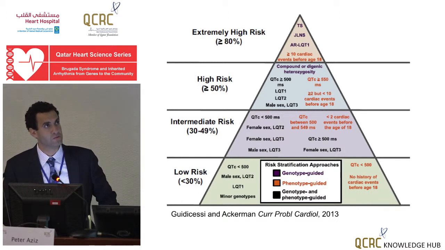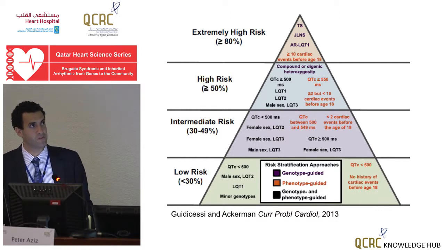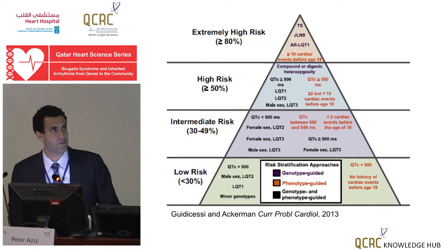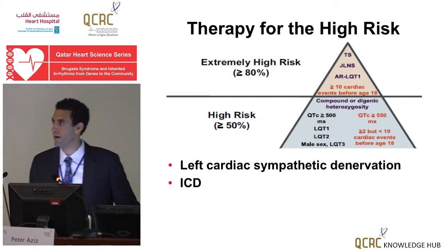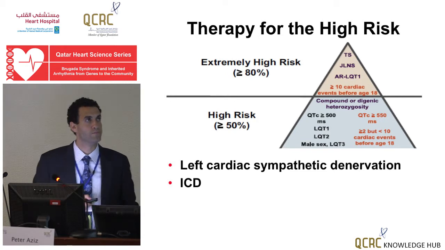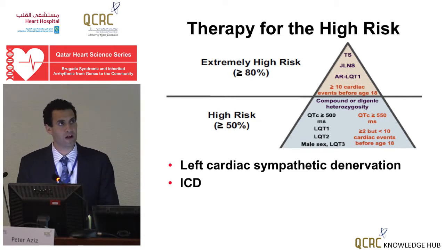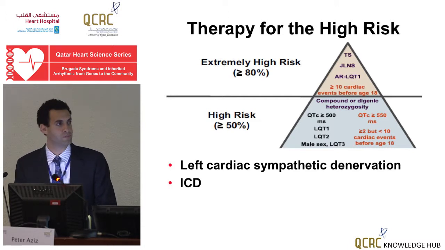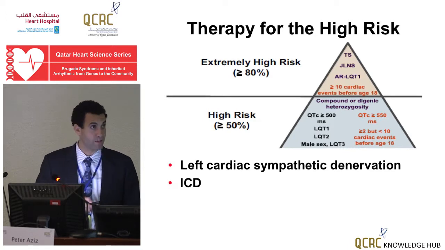And then you look into genotype in the high-risk group, long QT1, long QT2 patients that have QTCs more than 500, or if you're male and have a QTC that is more than 500 and you're long QT3. And then again, genotype plays a role in terms of determining intermediate risk and low risk. And there's also phenotype, number of syncopal events, so on and so forth. But clearly here, genotype is part of the risk stratification process. So if you are extremely high risk or very high risk categories, left cardiac sympathetic denervation is one strategy, and implantable defibrillator is another.